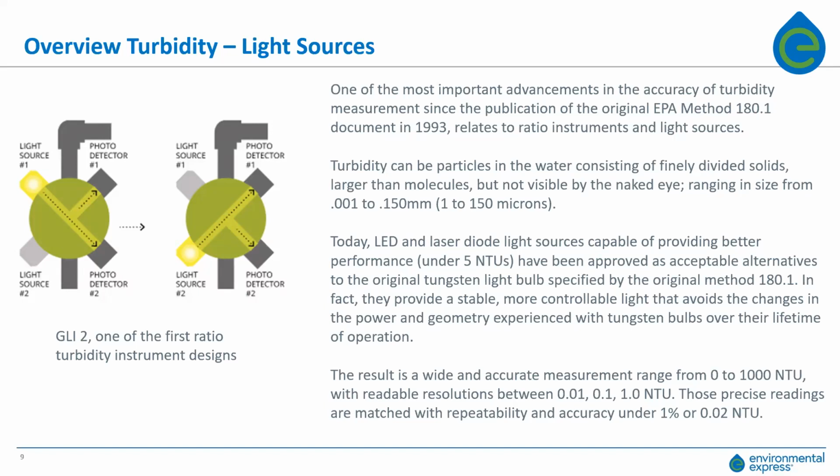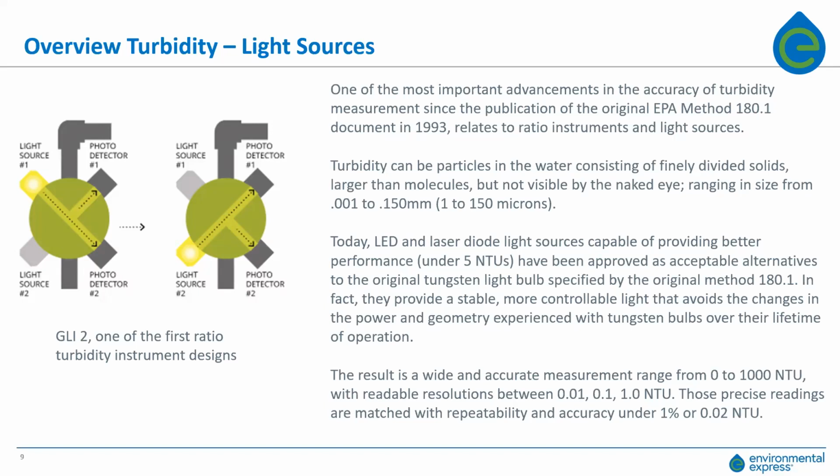In fact, they provide a stable, more controllable light that avoids the changes in power and geometry experienced with the tungsten bulbs over the life of their operation. So essentially, there's a couple of downfalls with the original white light tungsten element light source. Specifically, they heat up, so they don't last quite as long as the LED. The LED does not heat up quite as much.